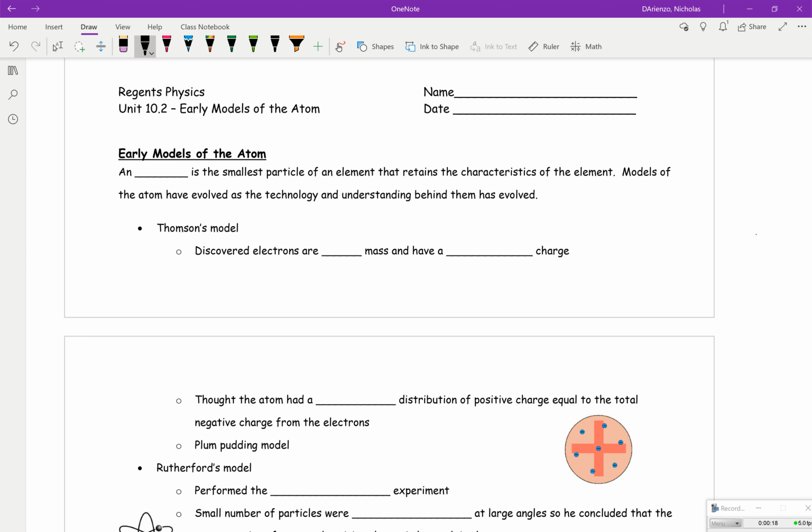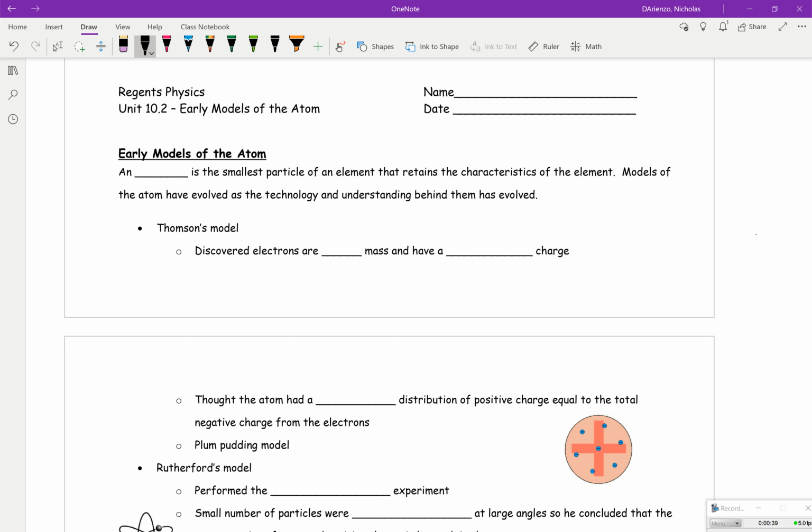So we'll take a look at how some of the early models of the atom led to some later discoveries, which have influenced our understanding of subatomic particles in the atom and some of the behaviors that we see not only on the micro level or the atomic level, but also the macro level as well.